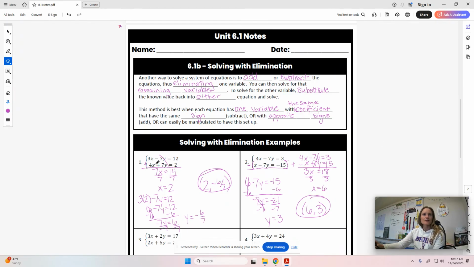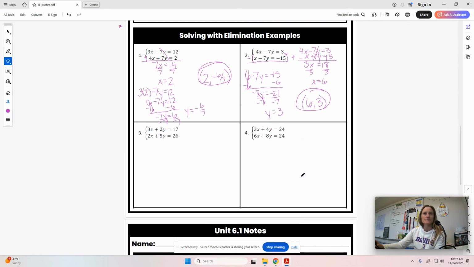So those are our first two examples. In example 1, we added because they had opposite signs, as it says up here, in the notes. And in example 2, we subtracted because they had the same sign on the y's. So we'll look at these next two examples, and we're going to find that it's not quite as simple as the first two. The first two were the ideal situation.